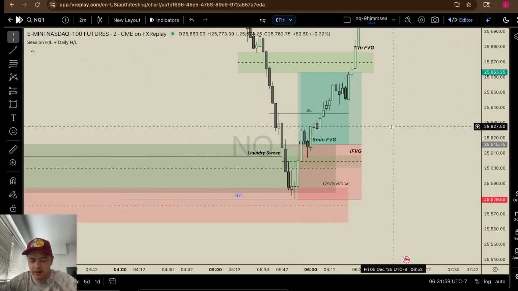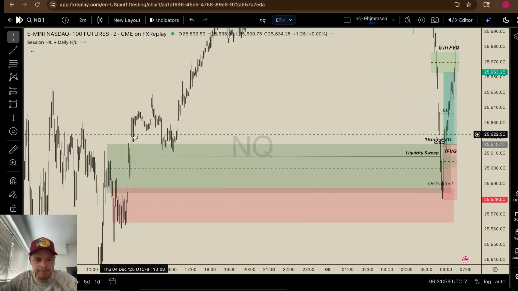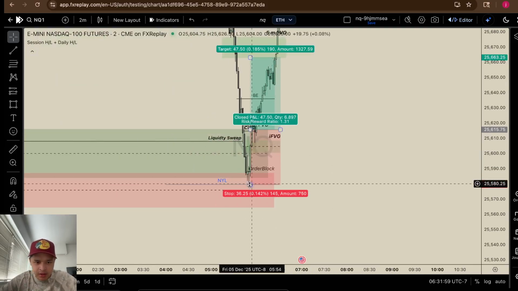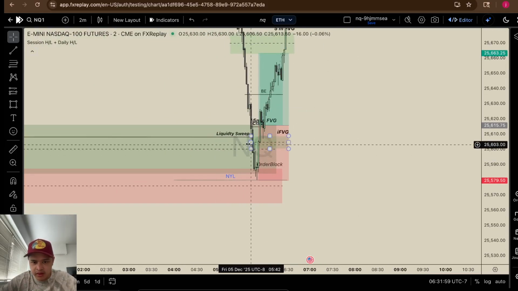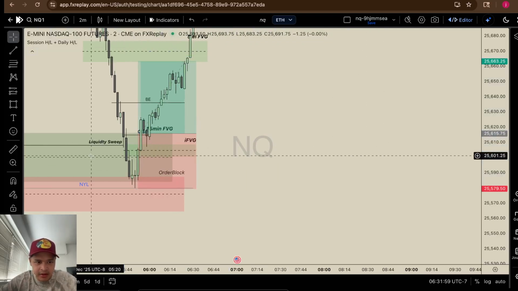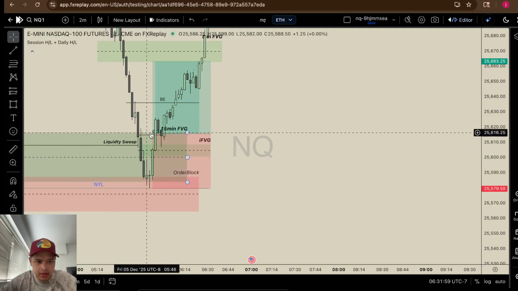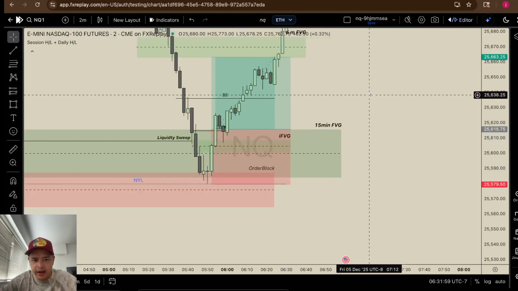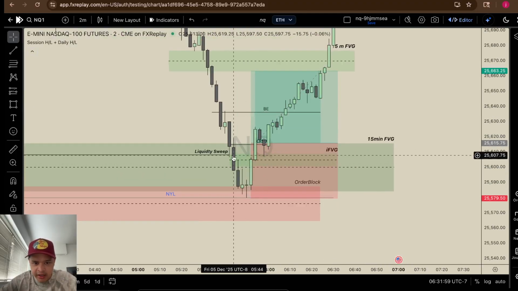Anyways, enough yapping. Yeah, we swept this liquidity. We tapped into this order block. On top of that, we were within the higher time frame fair value gap. Sorry, it looks like a mess right now, I know. Within the higher time frame fair value gap, we had a strong V-shaped reaction, right? So this is a 2 minute.